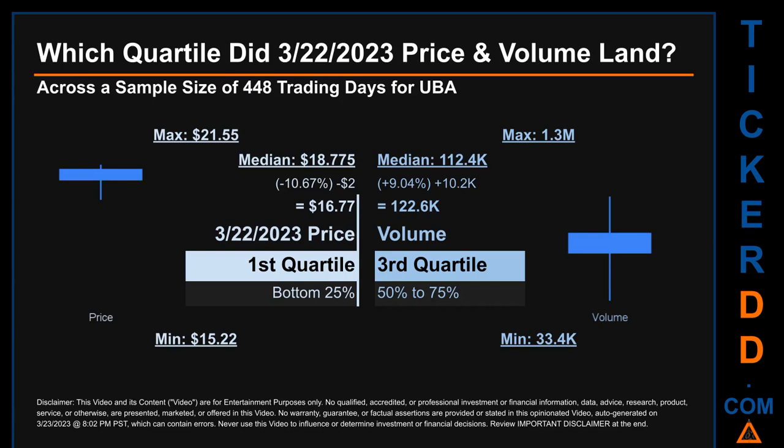Descriptively, UBA has a median price of $18.775. Therefore, March 22, 2023 price was lower from that middle marker by 10.67%. The day's volume of 122.6 thousand was more than the median by 9.04%.